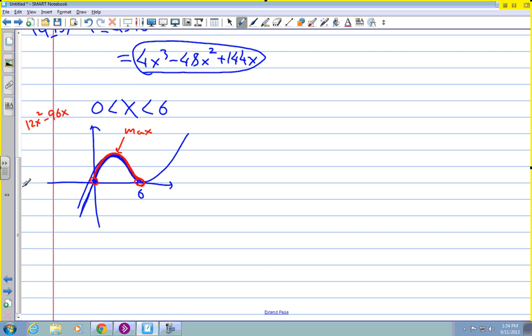Oh yeah, sorry. I don't know why I'm calling it x squared minus 8. So yeah, at this point, if you had your graphing calculator, actually it'll come out to be 2.